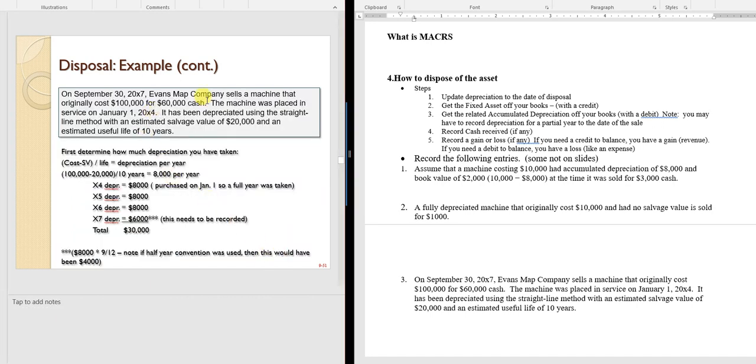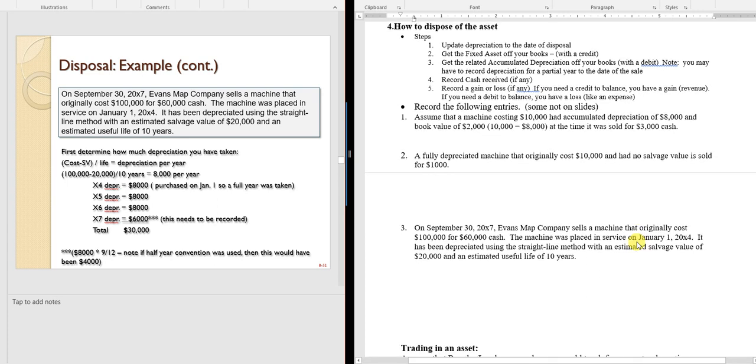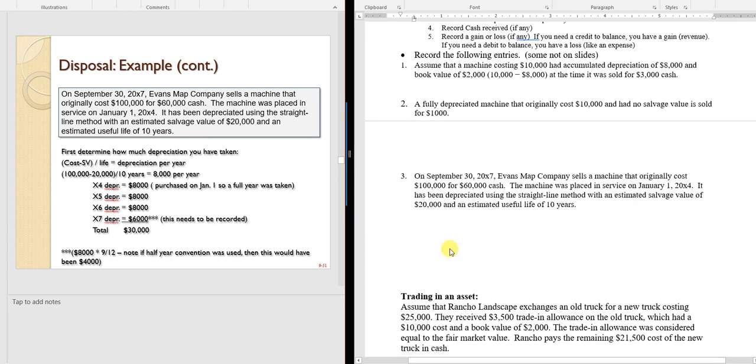On September 30th, that's this one down here, so hopefully you're writing it down and practicing it. On September 30th, they sell a machine that originally cost $100,000 for $60,000 cash. The machine was placed in service on January 1, 2004.